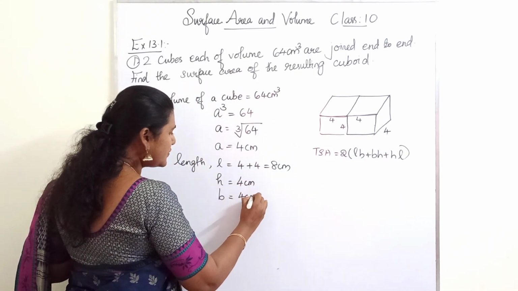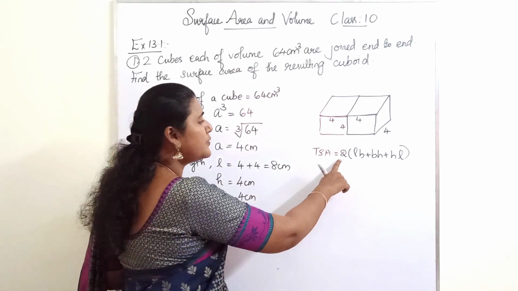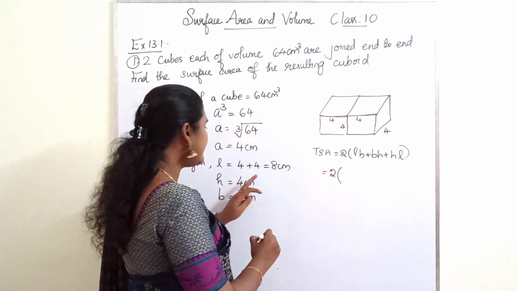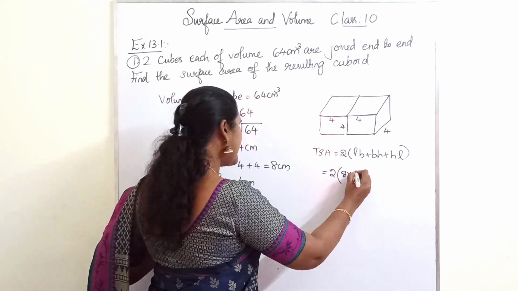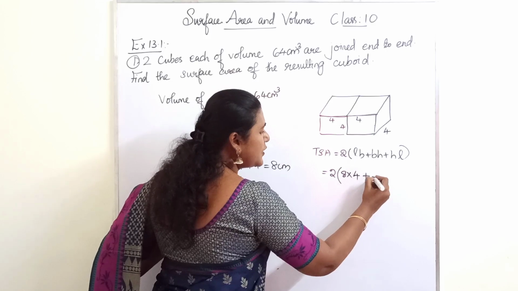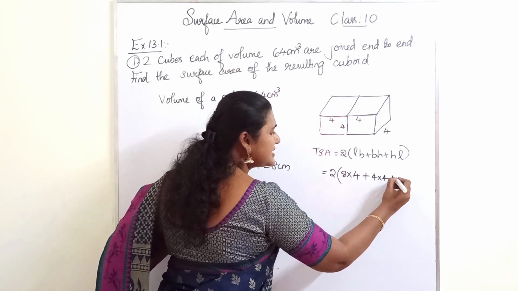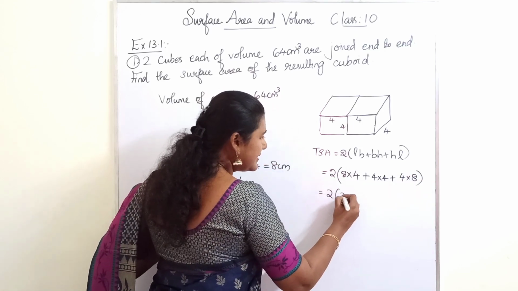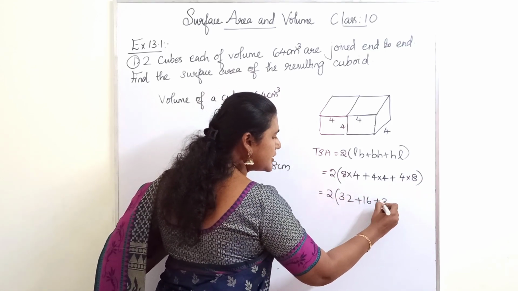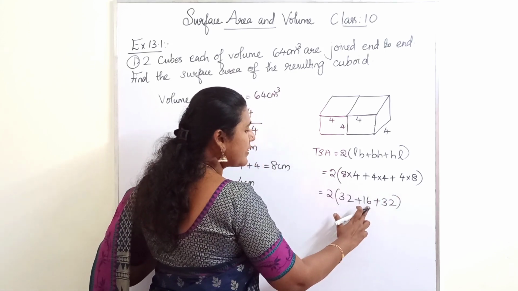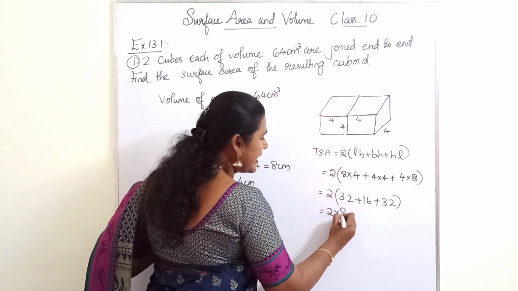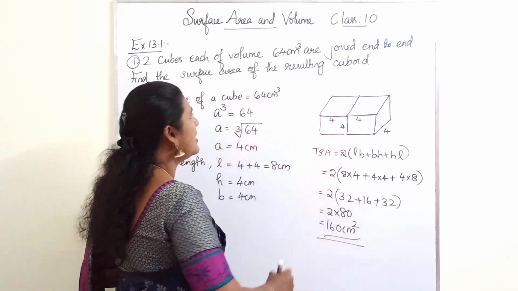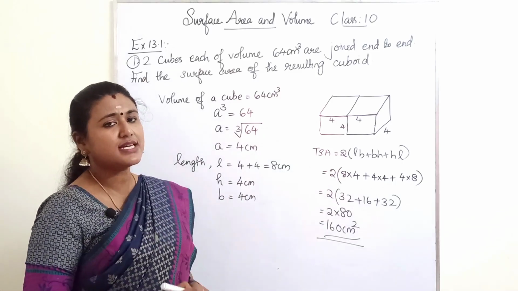So now we will substitute in the formula TSA equal to 2 into (LB plus BH plus HL), which is equal to 2 into (length is 8, so 8 into breadth 4, plus B into H, 4 into 4, plus 4 into 8). So 2 into (32 plus 16 plus 32), that is 2 into 80. So the answer is 160 centimeter square. This will be the surface area of the resulting cuboid.